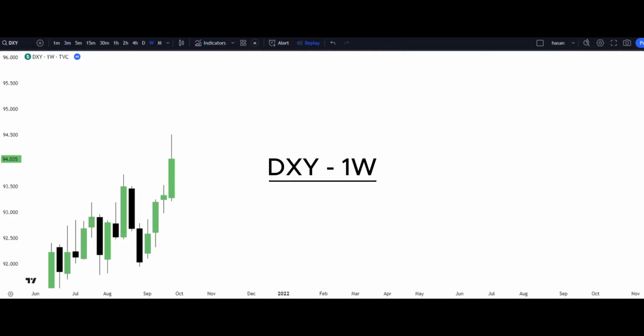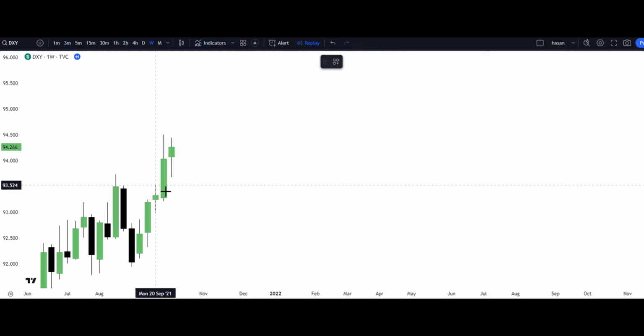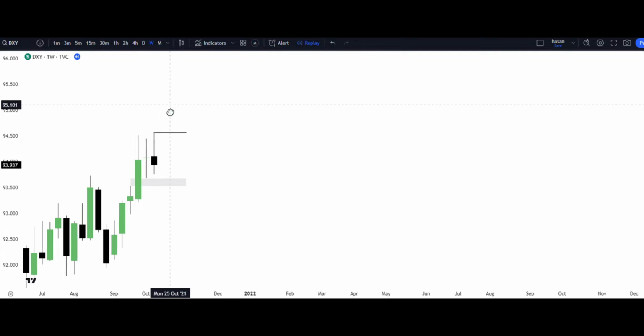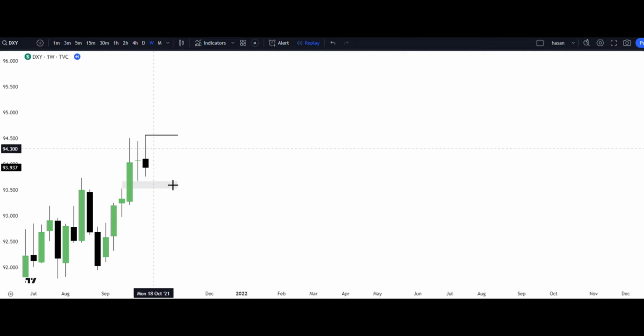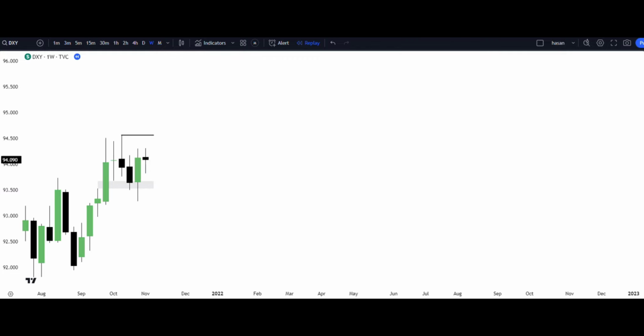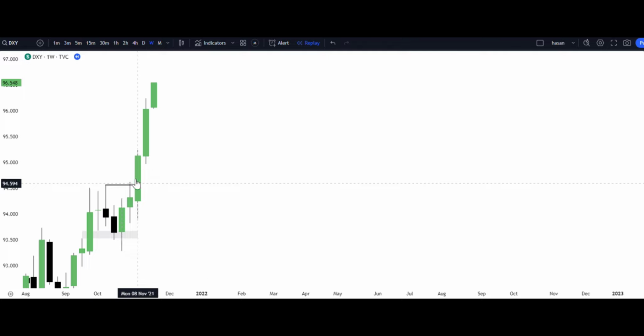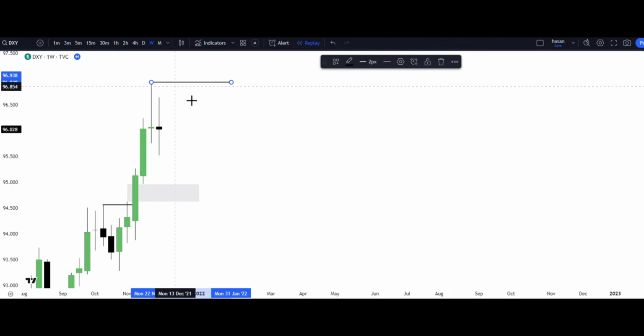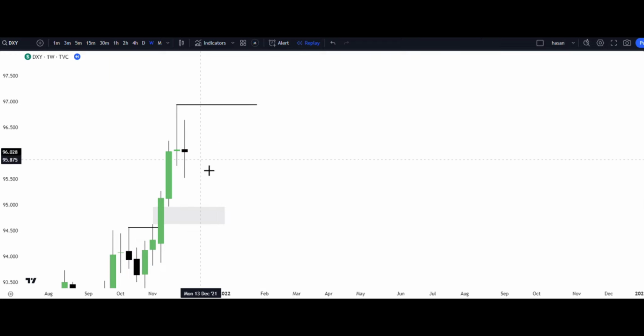This is DXY's 1 week chart. We have formed a fair value gap here and we have formed a high in our external range. We expect price to fill this fair value gap and push higher. Our external range gets taken out here. We have formed new fair value gaps on the way. This is our internal range now, and we have formed a new high, our external range right here. We expect price to retrace back into the internal and then push towards the external range.